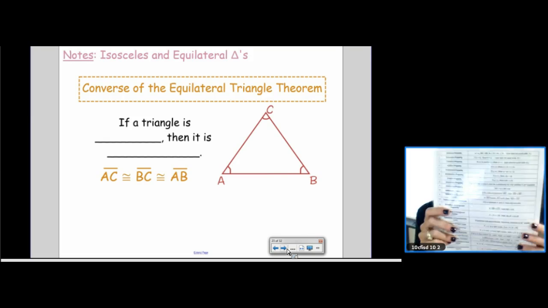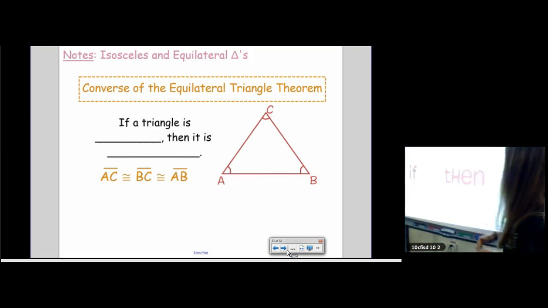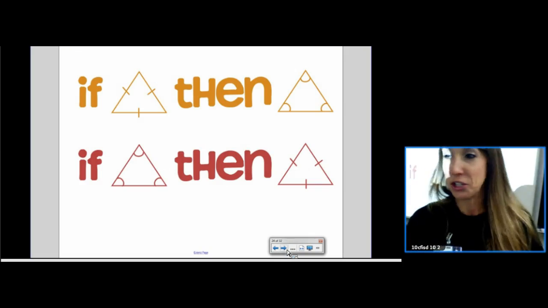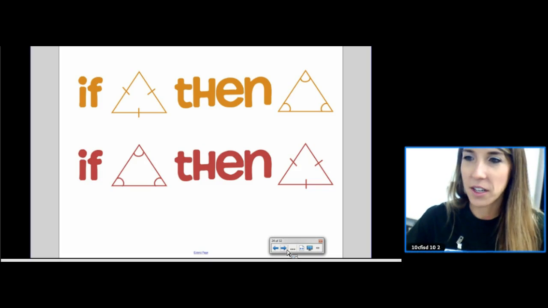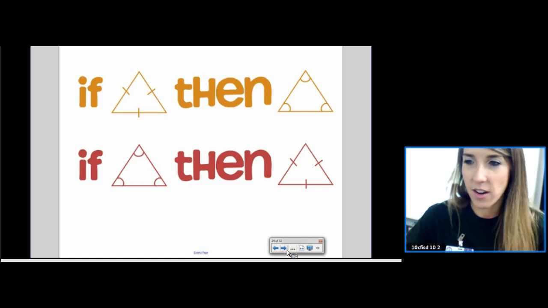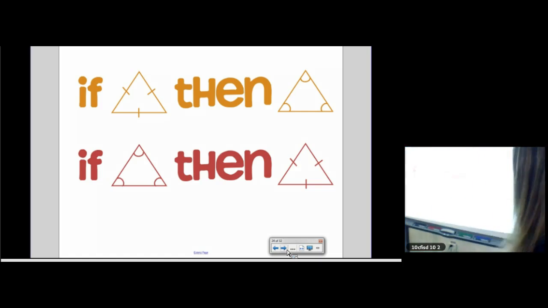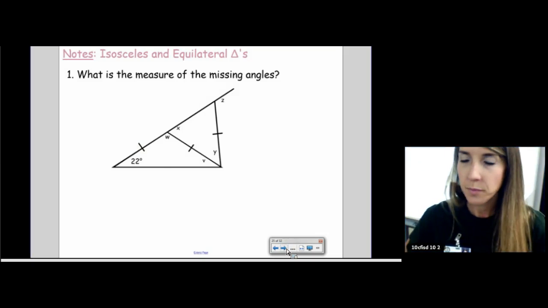And that is on this sheet, which is why I'm not giving you enough time to write it down. Here is that theorem in pictures. I just thought it'd be fun. If all sides are congruent, then all angles are congruent, and they equal 60 degrees. If all angles are congruent, then all sides are congruent. Okay, we have 2 examples, and then our lesson is over.